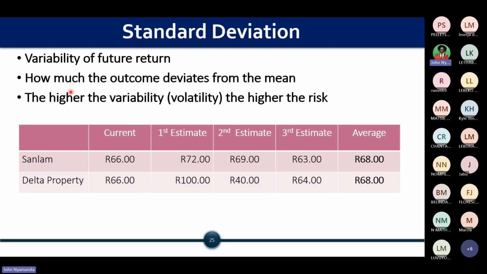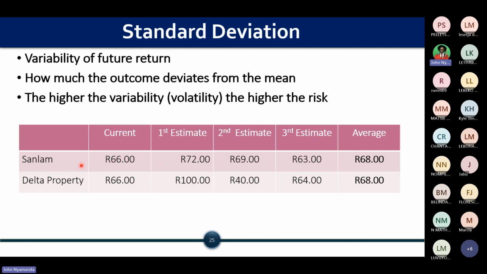To say, how unsure are we about the future? So how much might outcomes deviate from our expectation? Do we expect the next year to be very different from what we expect, or not so different? So the higher our unsureness, the higher the expected variability, the higher the risk. Don't worry.